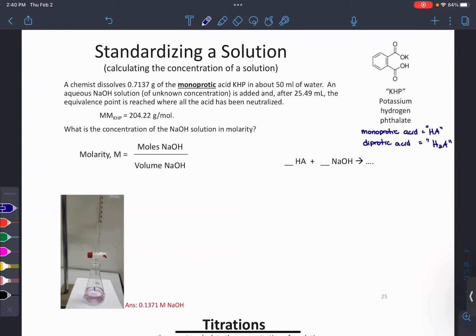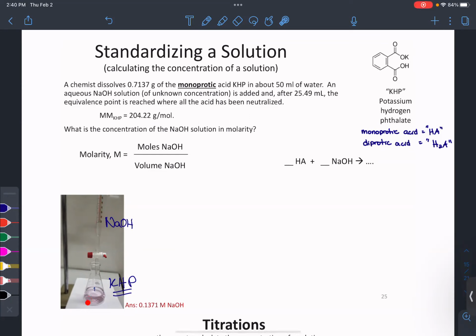And using that information, you can back calculate what the concentration of that titrant, that sodium hydroxide in your burette, must be in order to neutralize your acid. So in this case, KHP, the acid, is inside the flask, while sodium hydroxide, your base, is in your burette, and you're dispensing a known amount of it.